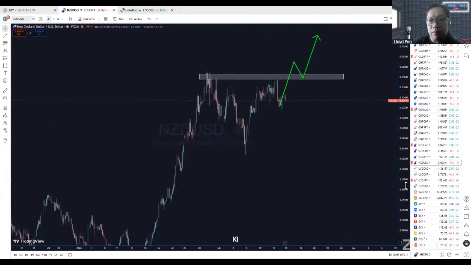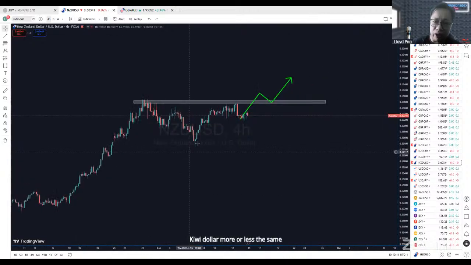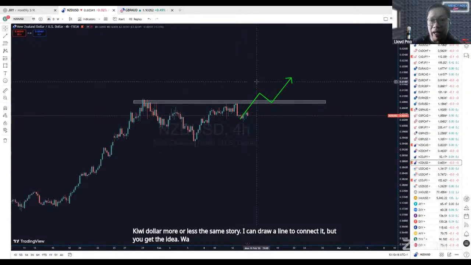Kiwi dollar, more or less the same story. I can draw a line to connect it, but you get the idea. Waiting for price to give me a higher high, higher low around this region, I'm happy to go in.